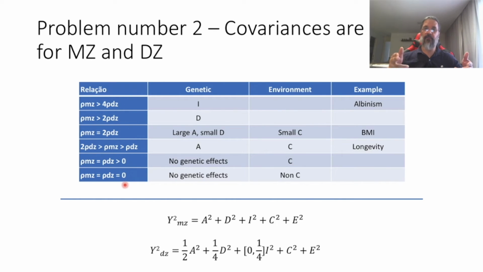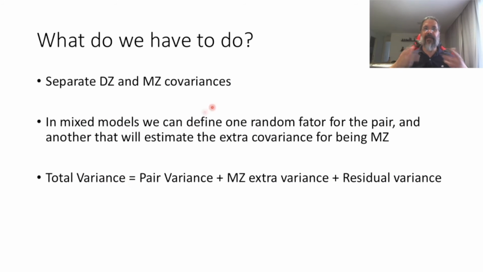These are just some examples to illustrate how the possible difference in the covariances can lead to different conclusions. It's not very important what is in the table, but just to show that it's important to know the two covariances. So what do we have to do? We need to separate dizygotic covariance from monozygotic ones. And recently a way was developed to do that using mixed models. It can be done by separating a covariance that is a function of the pair of twins, regardless of the fact that they are monozygotic or dizygotic, from the extra covariance that is due to the pair being a monozygotic pair. In other words, the difference between the covariation of monozygotic and dizygotic pairs.